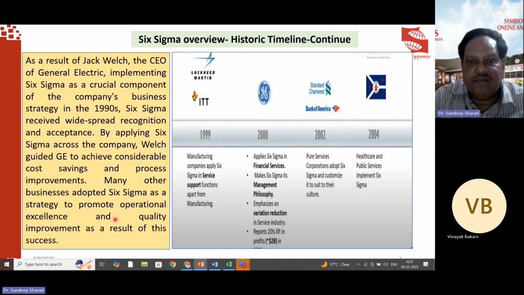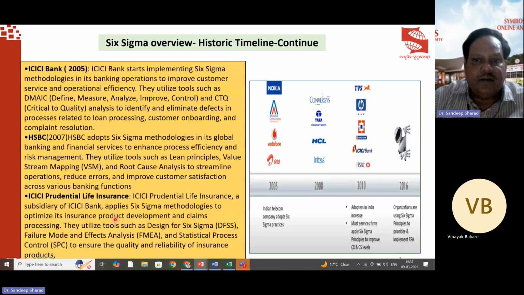Later, from 2005 onwards, ICICI Bank started implementing the Six Sigma methodology in its banking operations to improve customer service and operational efficiency. They utilized tools such as DMAIC, define, measure, analyze, improve, control, and CTQ, critical to quality, analysis to identify and eliminate defects in the processes related to loan processing, customer onboarding, and compliance resolutions.